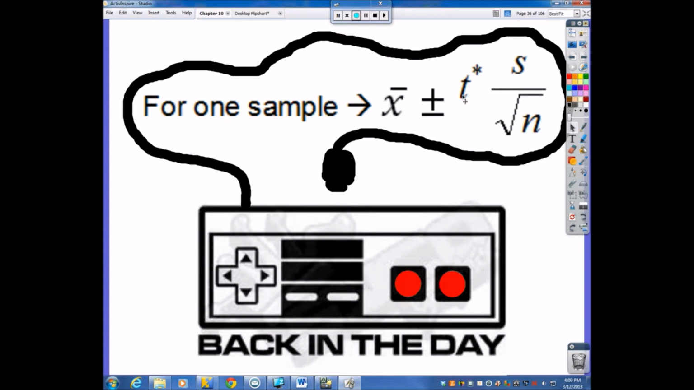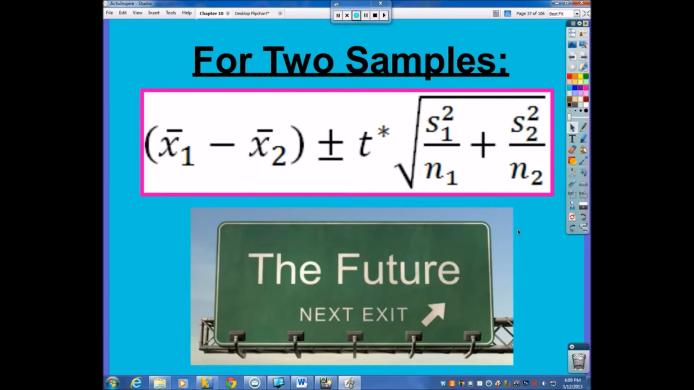So we had to use a t-score and we had to use inverse t, which some of you, I had to give you that program on your TI-83. The rest of you should already have it built into your calculator in the 84s. But here's what our confidence interval formula is going to look like for two means.